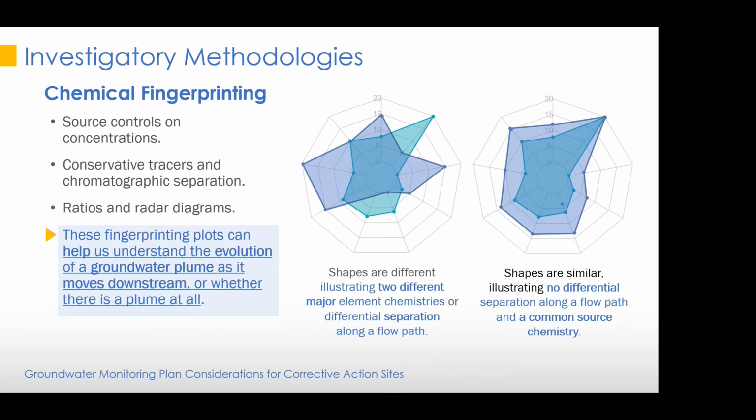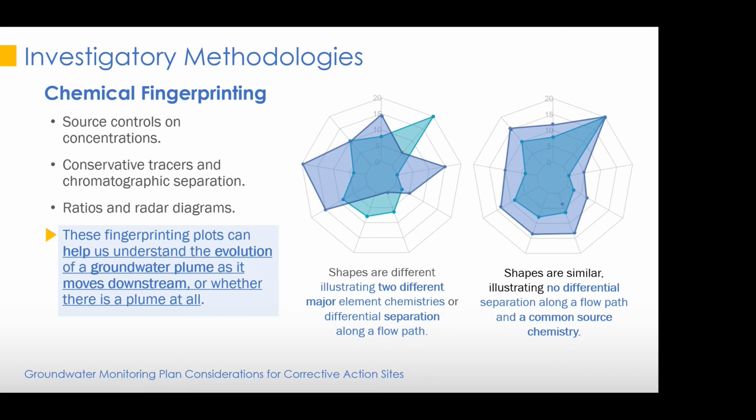And then the last investigative methodology we use is chemical fingerprinting. So what we want to know is whether or not there's chromatographic separation going on as groundwater moves downstream. On the extreme right-hand side, what we see here is a graph that shows the composition of different cations and anions in groundwater at two different wells.